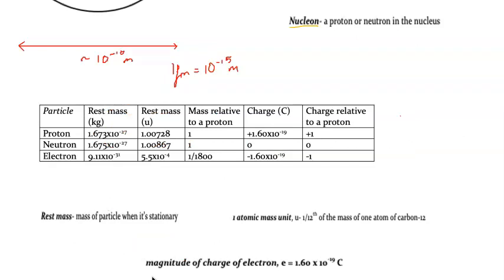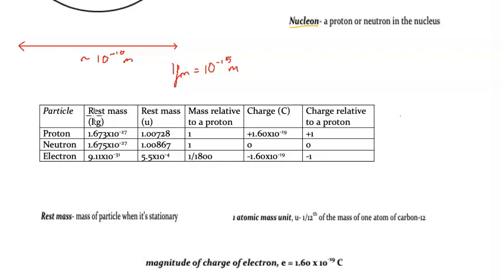Next, we're going to look at the table of properties of protons, neutrons, and electrons, and these values will be given in the formula booklet / data sheet, and so there's no need to memorize them, but hopefully you'll be able to recall some of them at least from memory after repeatedly using them. First of all, we're going to look at the mass.